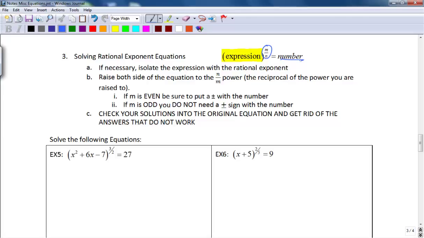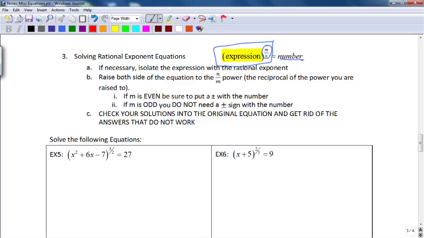Step A asks us to isolate the expression with the rational exponent. So you need to isolate, or get, this expression that you're raising to a power all by itself on one side of the equal sign. Step 2 says to get rid of that rational exponent, so you have to raise both sides to the n over m power, which is really the reciprocal of whatever you've originally been raised to.